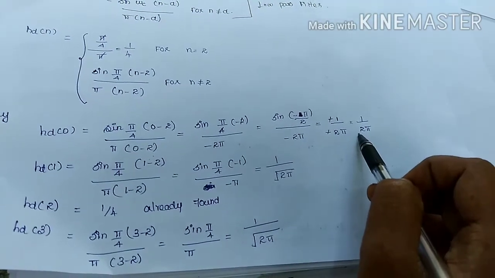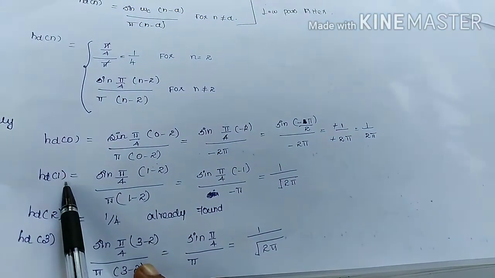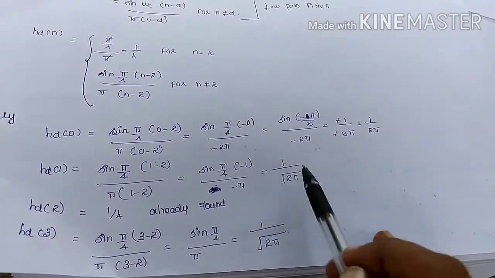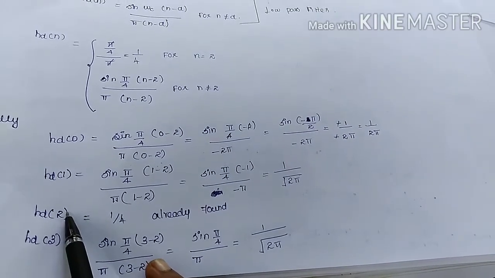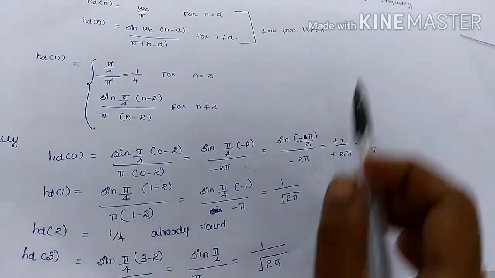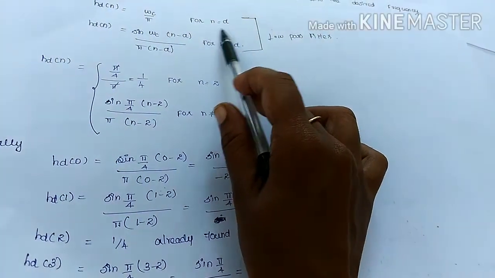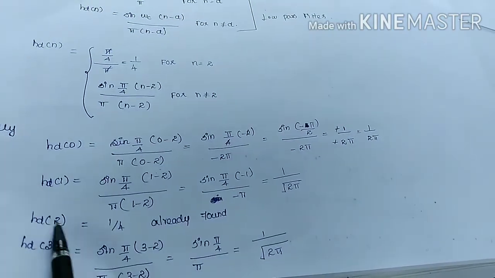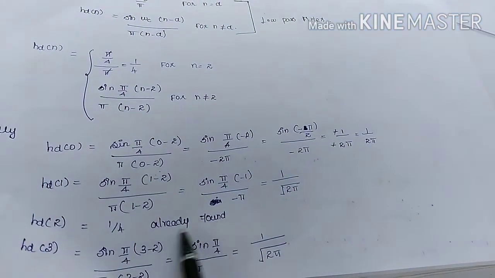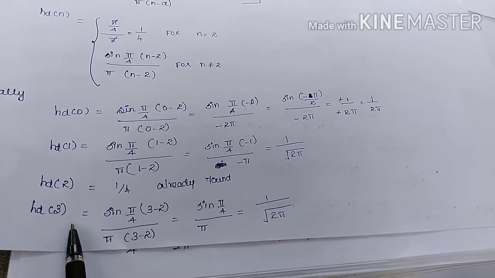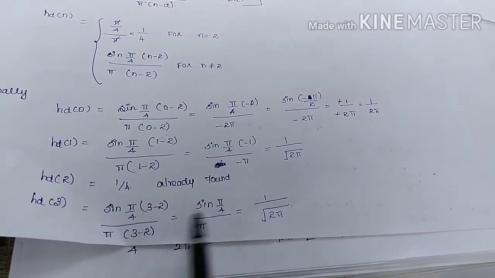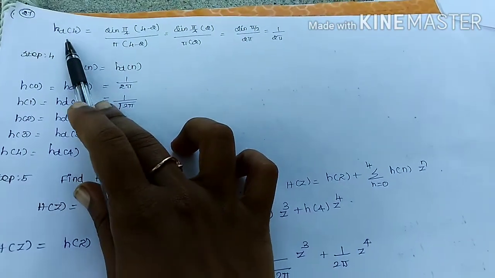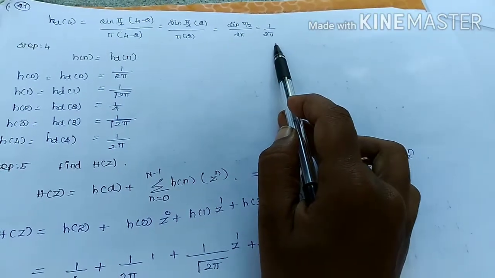Similarly, to calculate hd of 1, I will get 1 by root of 2 pi. Then hd of 2 means I choose the alternate formula, and then only I calculate the hd of 2 answer. So my answer is 1 by 4, right? So hd of 2 is 1 by 4. This was already found. Then hd of 3 is as usual with this formula, so I will get 1 by root 2 pi. Okay. Similarly I calculate hd of 4, I will get 1 by 2 pi. Okay. This is step number 3.